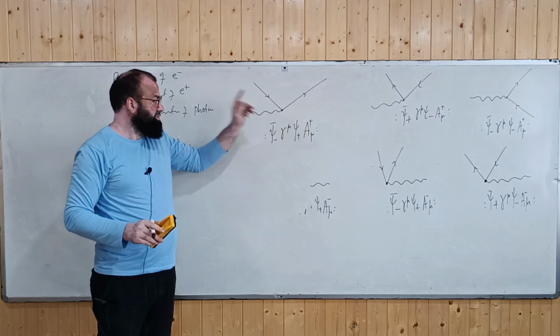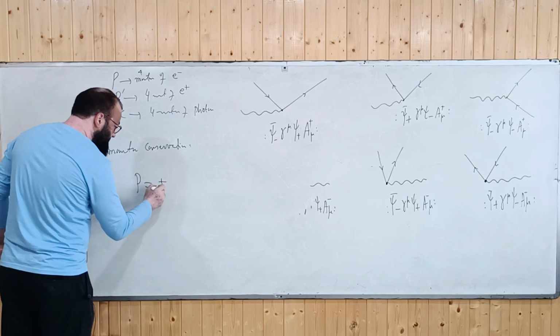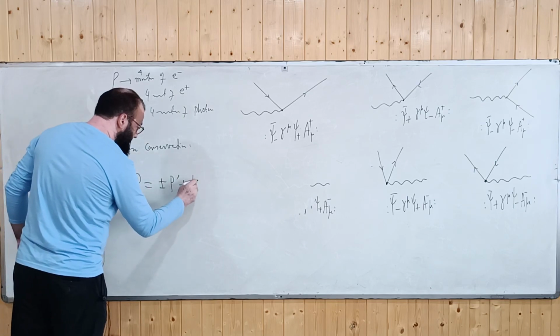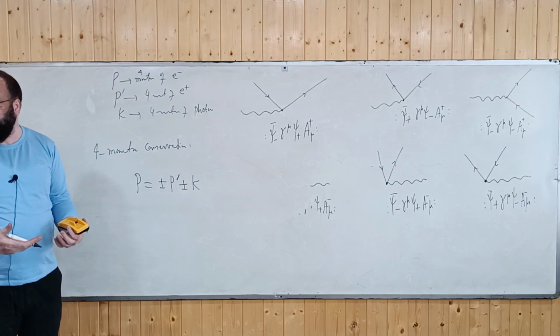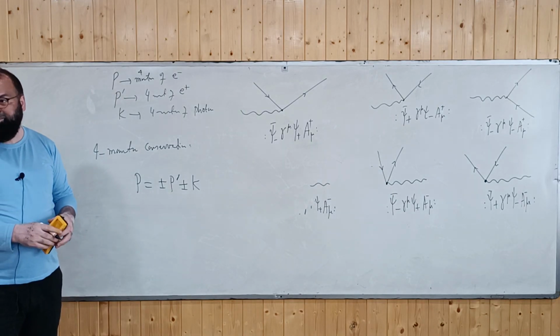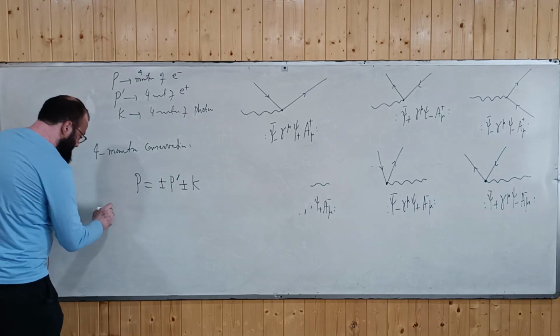So the momentum conservation should hold at a given vertex. So it will be like this. Let me take p is equal to plus minus p prime plus minus some k, because these are all the possibilities. Is that true? So all the possibilities are included here. So now let's square it.